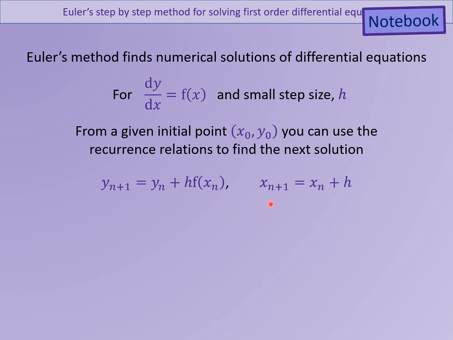Right, the x values, to find the next x value along, we just take the previous x value plus however big h is. Okay, where h is a set amount. So that tells you how to work out the next y coordinate and how to work out the next x coordinate.